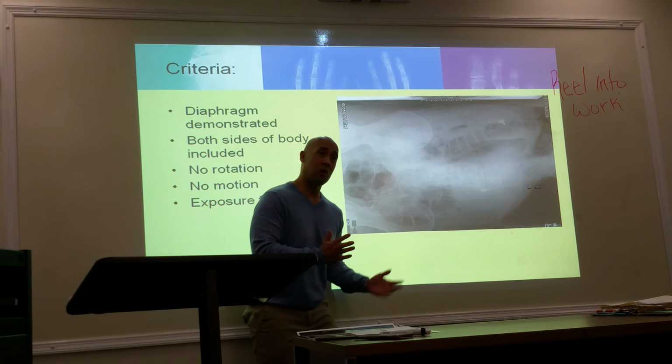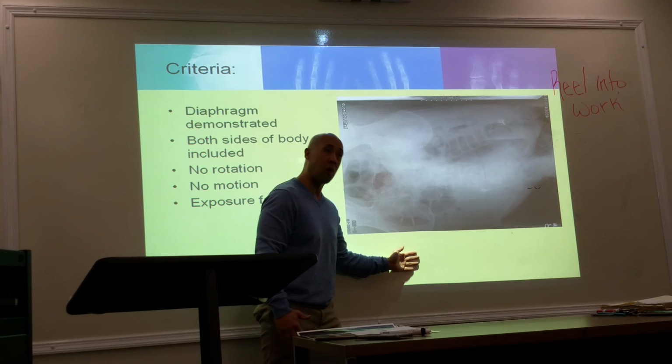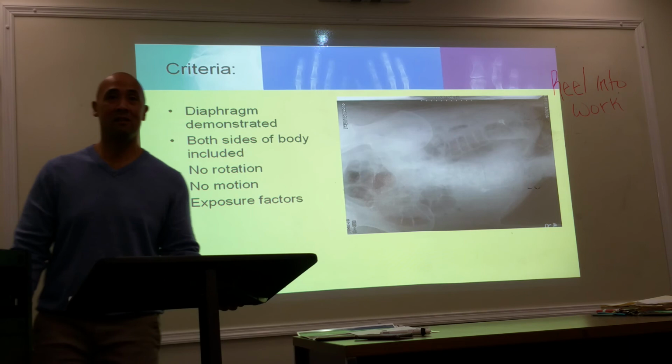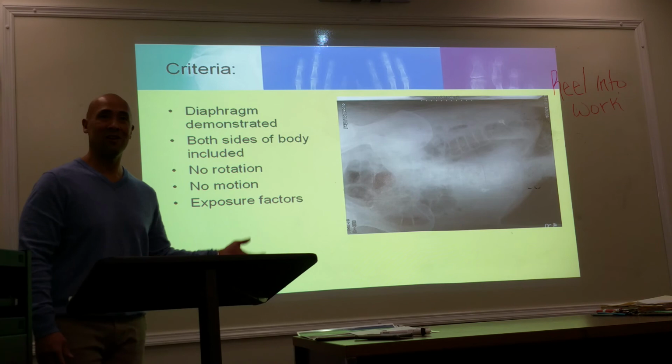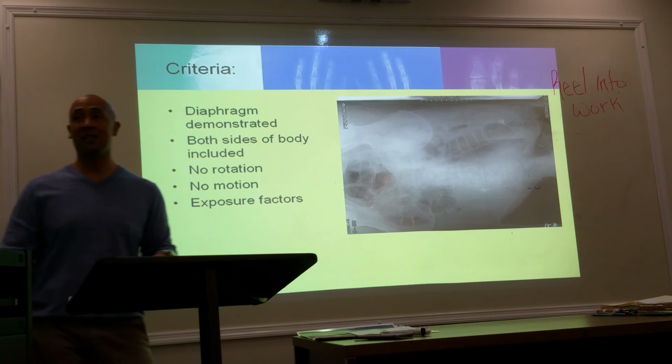So if they're on the bed, laying on their side, push the gurney and push them towards your wall bucky so you can use the wall bucky instead of a gridded cassette. You get a better image that way if you can do that. But you're not going to have that in the OR, the ER, or the ICU. If you're in department, take advantage of that wall bucky, okay?